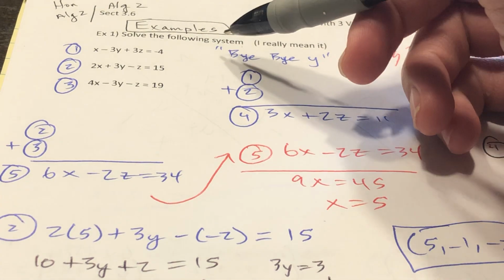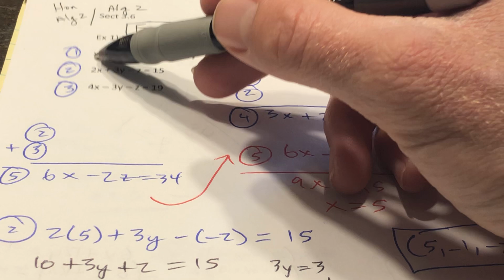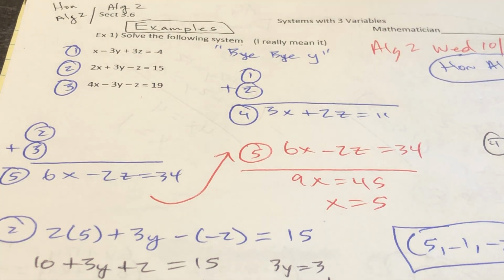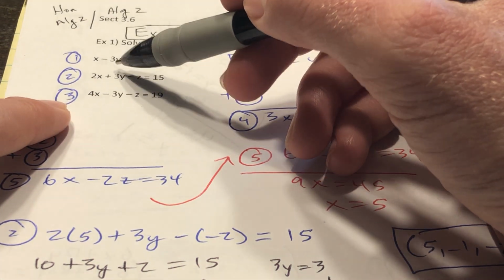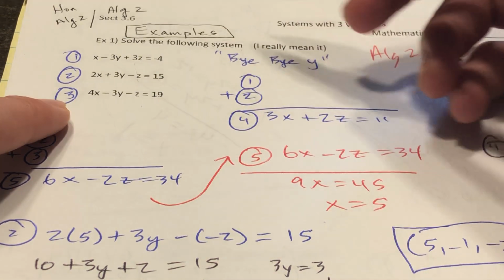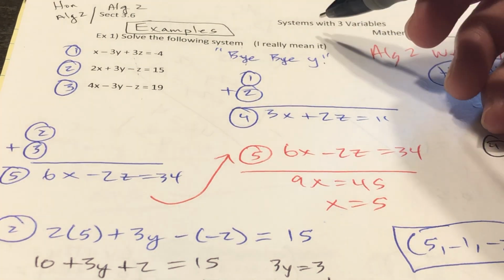So I want to look and see, is there a certain variable that's just begging to be eliminated? I've got to eliminate the same variable in 2 different equations. Then I have a 2x2, and the domino effect will start. We'll look at the y's. The y's are either positive 3 or negative 3. They are begging to be eliminated. So that's why I say bye-bye y.